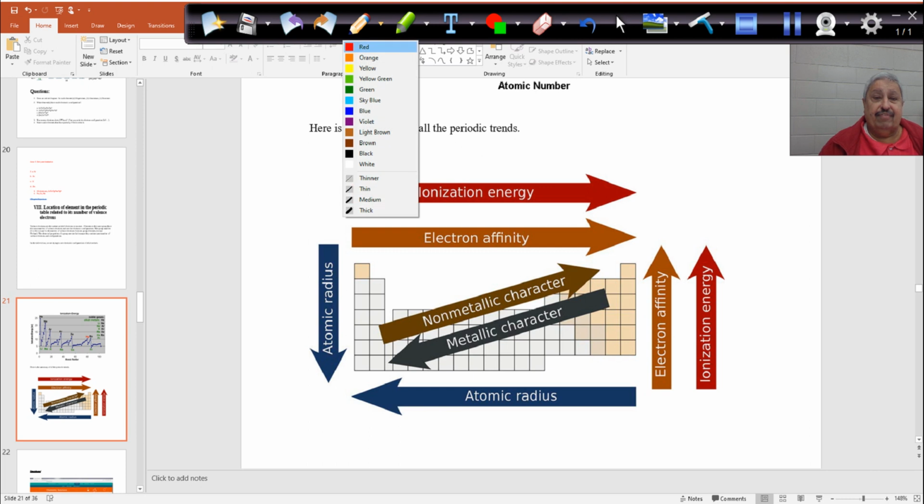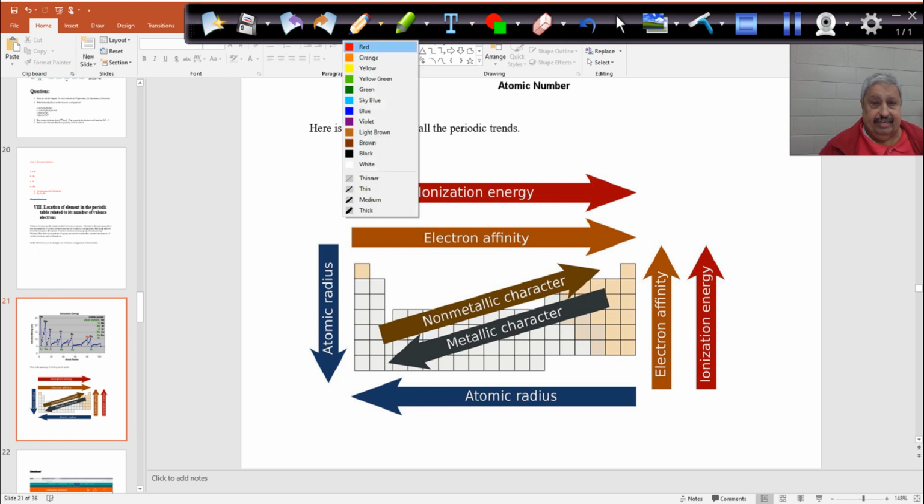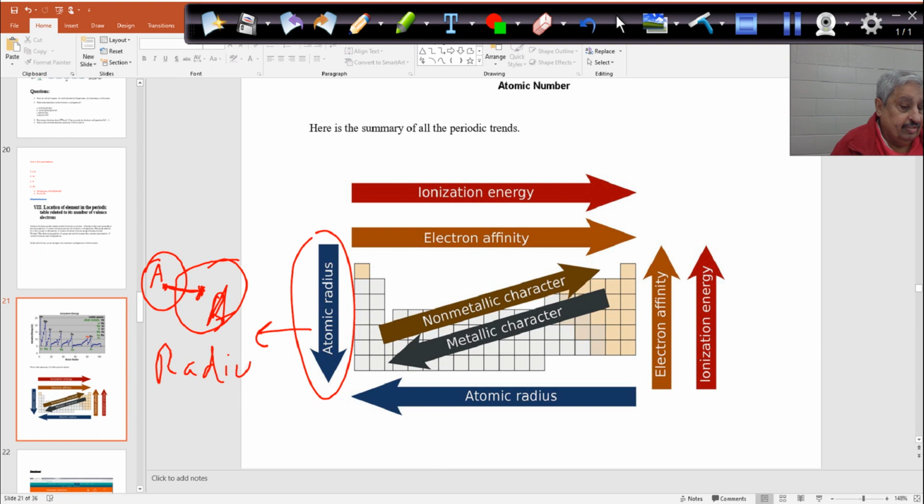Now, you don't have to memorize what ionization energy really is, but I'll first explain atomic radius. Atomic radius is not the distance between an electron and the nucleus. Atomic radius is the distance between two adjacent nuclei. So I have this distance here, between two nuclei. The distance between two nuclei is called the radius, the atomic radius.